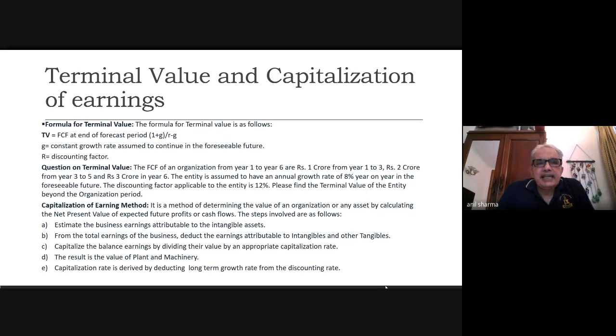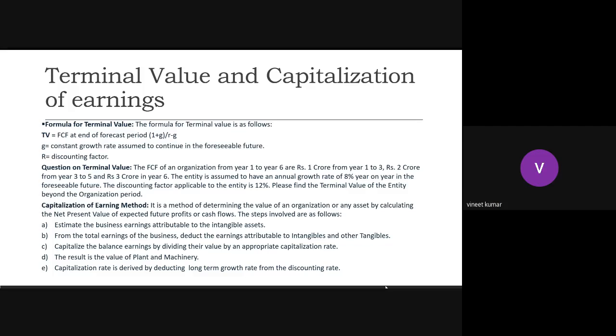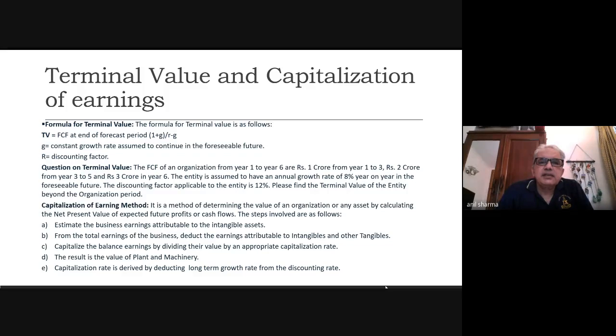So at the end of the year 6, 3 crores is the cash flow in the year 6. Now in the year 7, the cash flow is going to be, so it's asking what is the terminal value of the cash flow subsequent to the year 6. So you have 3 crore in the base year, right? So 3 crore into 1 plus G upon R minus G is the formula for your terminal value.